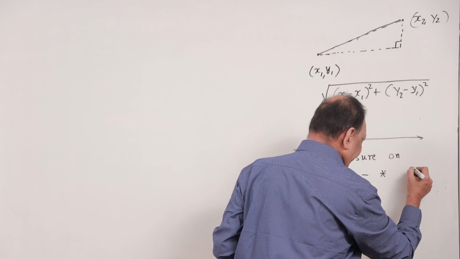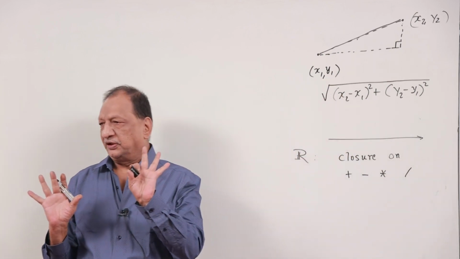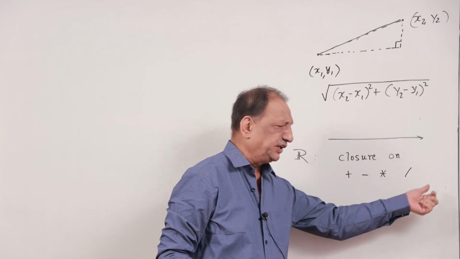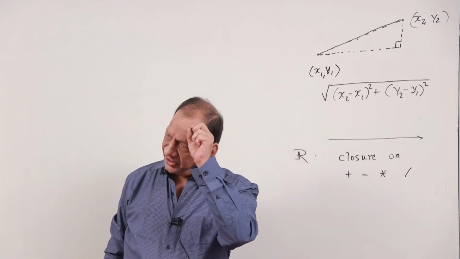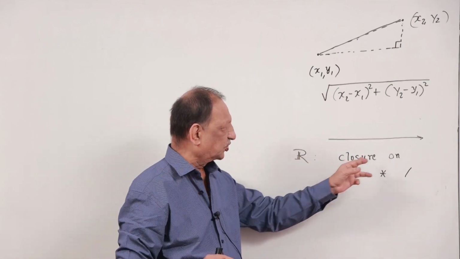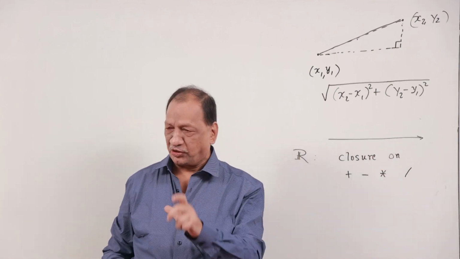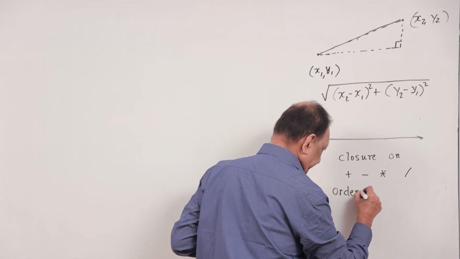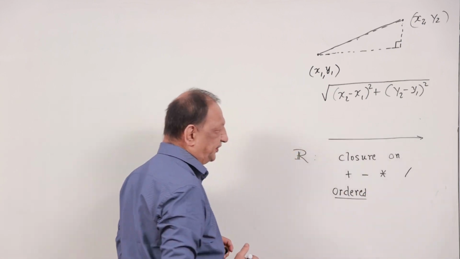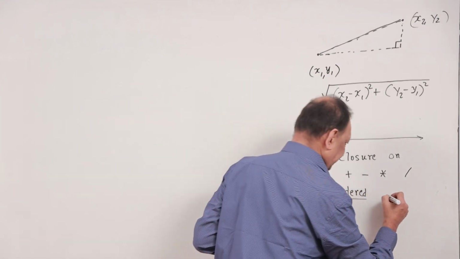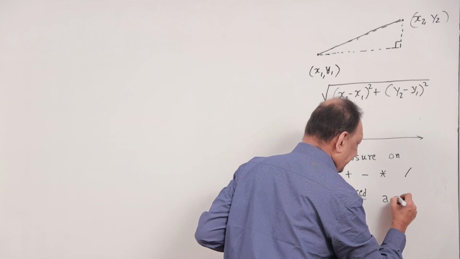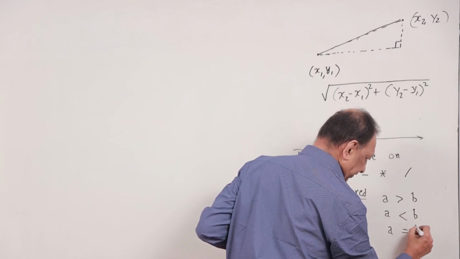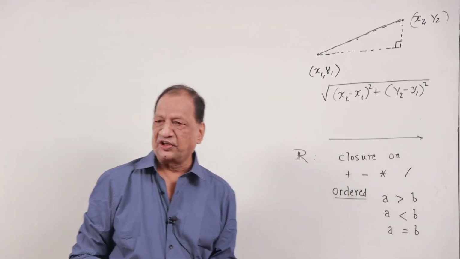You add division also, except that division by 0 is prohibited. Other than division by 0, even division is included. So when you have two real numbers and do any of these operations, the result will also be a real number only. So the entire set is closed with respect to these operations. That is one property. The next property is that it is ordered. Ordered really means when you have two real numbers, for example A and B, either A is greater than B, or A is less than B, or A is equal to B. There are only three possibilities. That is known as ordering.